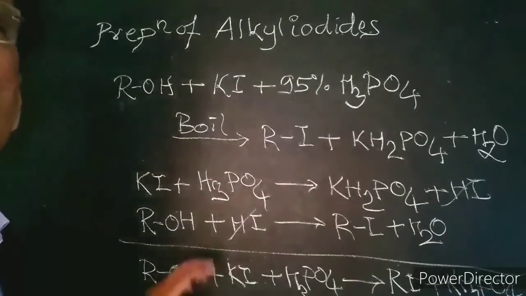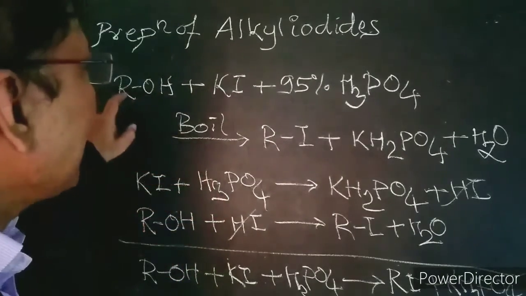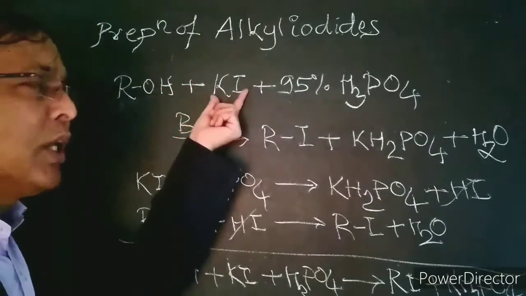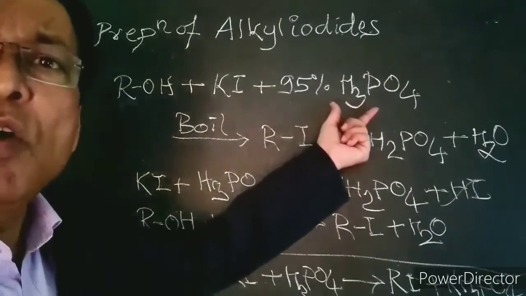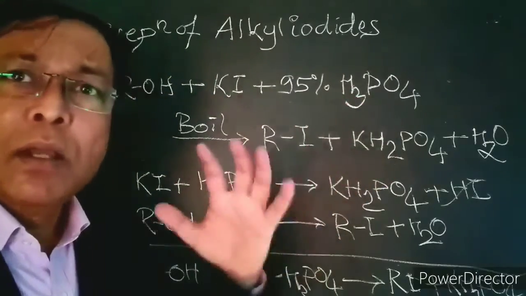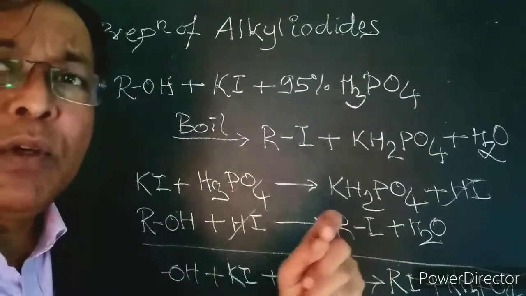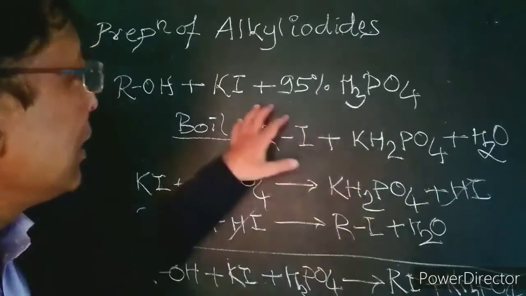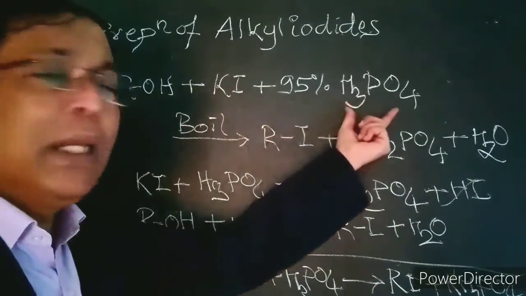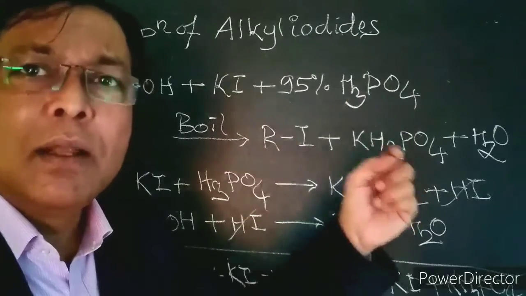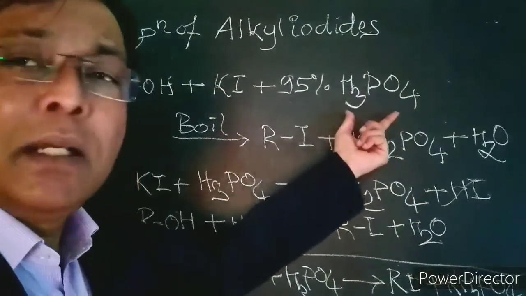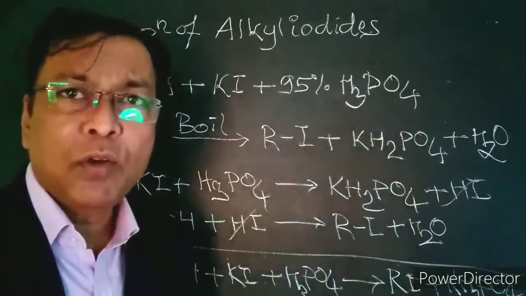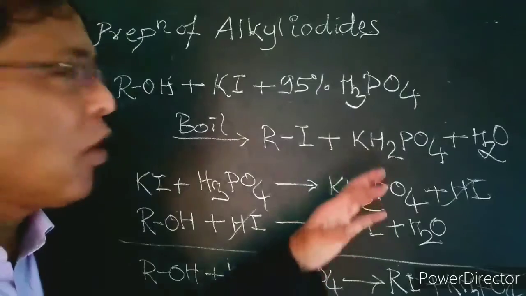In this way, we can prepare the alkyl iodides by using potassium iodide or sodium iodide with 95% phosphoric acid. The question arises: we had used sulfuric acid when we prepared the alkyl bromides. Here we have used phosphoric acid instead of sulfuric acid. Why do we use phosphoric acid in the preparation of alkyl iodide instead of sulfuric acid?